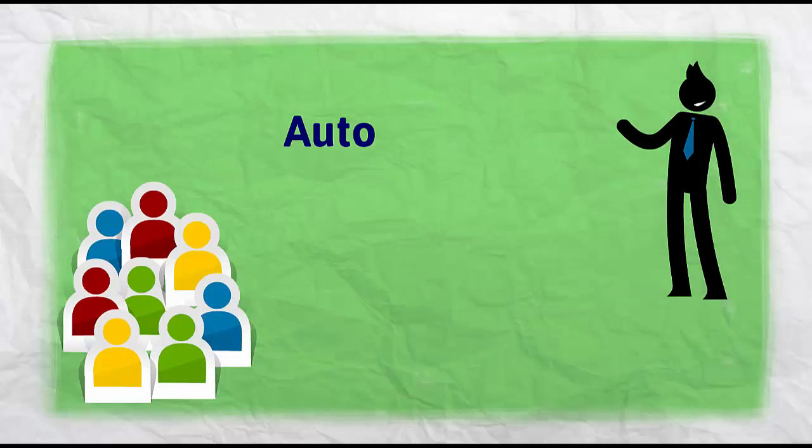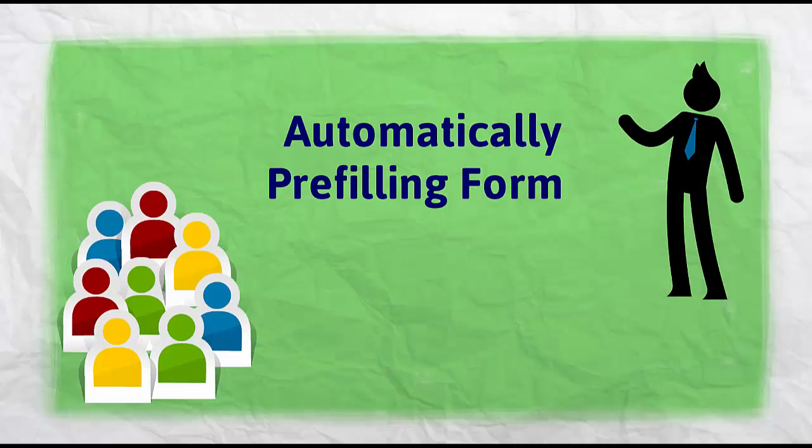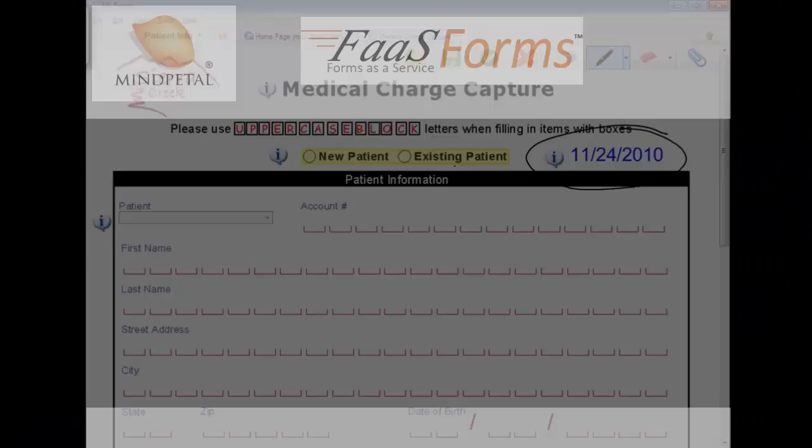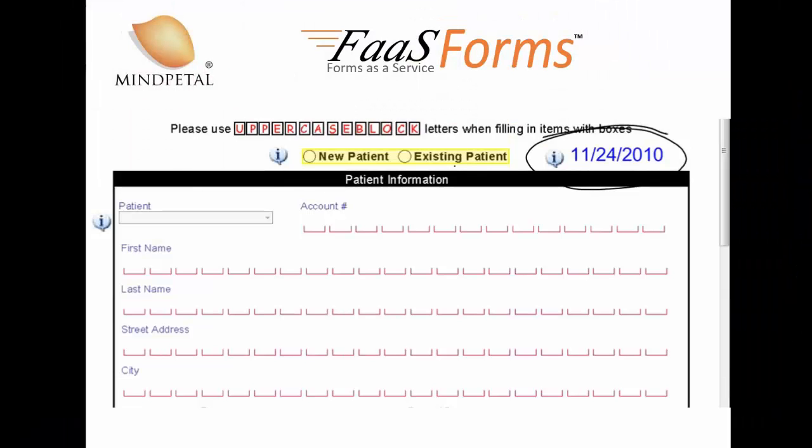In this video, we'll see how the FaaSForms solution can save data entry time while ensuring data consistency by automatically pre-filling forms with any data that may already exist. In this patient information form, you'll see that the date has been pre-populated. The medical professional indicates that the current patient is an existing patient.